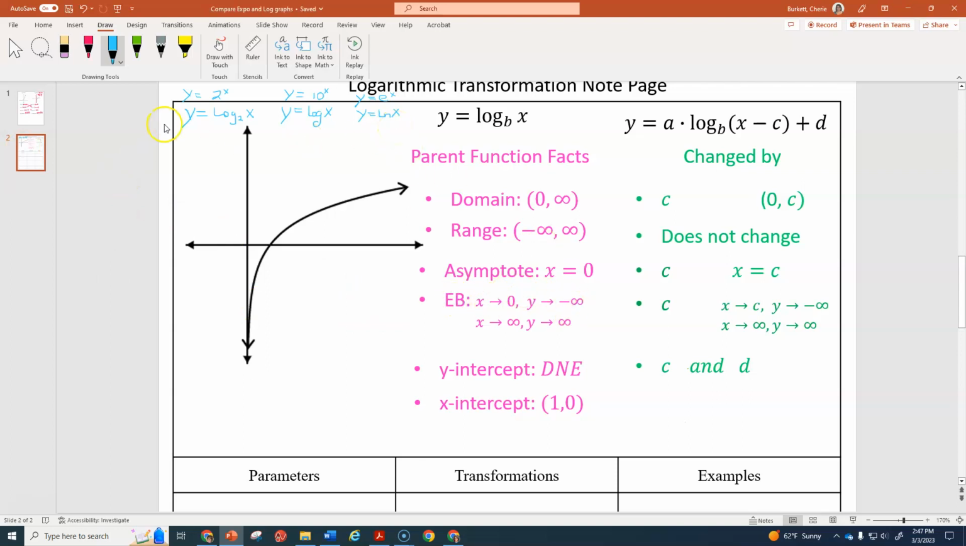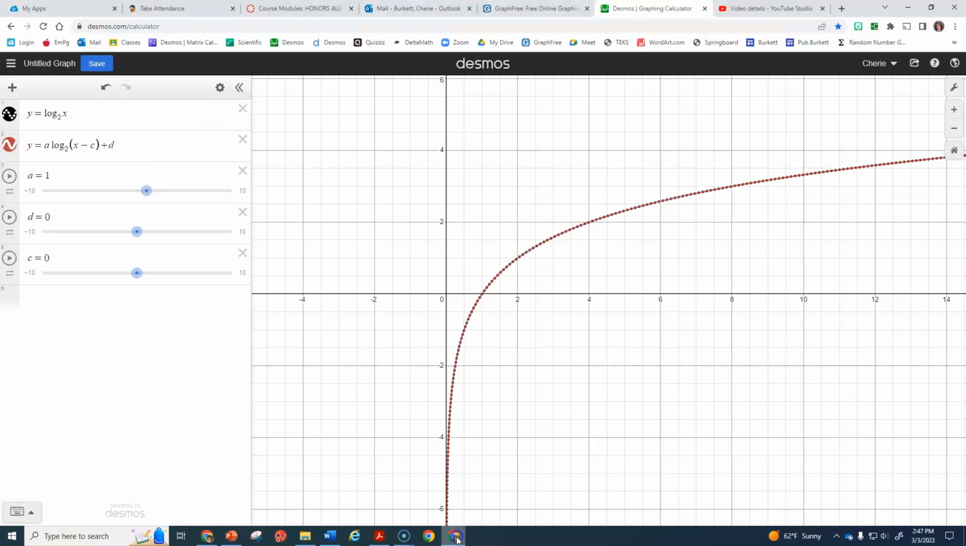According to the state of Texas, we only have to teach those 3. So on the Desmos thing, I put the log base 2, I made it a dotted line. You can see it's kind of in the background right here. It's that black dotted line. So as we change this red one, you can compare the red graph to the parent function. I left it stable so it wouldn't move, so you can see the changes.